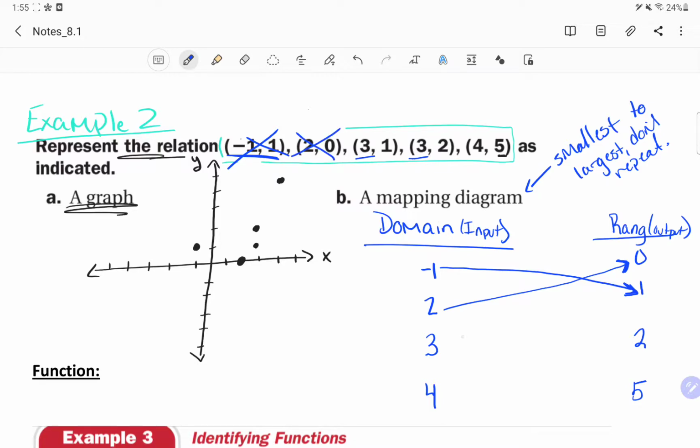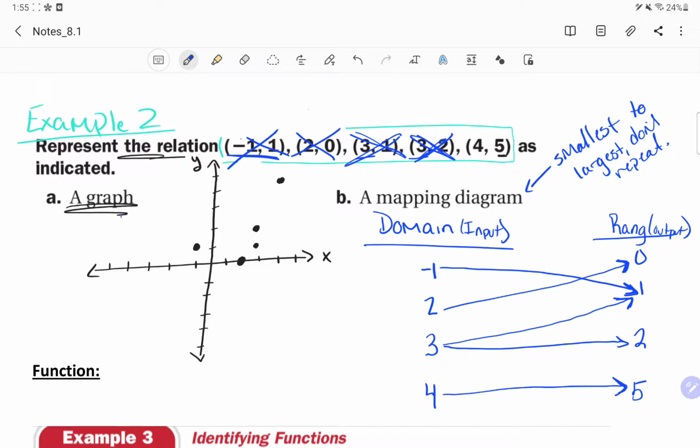Cross that one out. 3 for this point went to 1, so I'm just going to have 2 arrows going to the number 1, and that's okay. So I'm going to cut that, took care of that point. Then I have another 3, so I'm going to go back to my 3 and draw an arrow to 2 this time. And my last one goes from 4, and it went to 5. Okay? So this is what a mapping looks like.